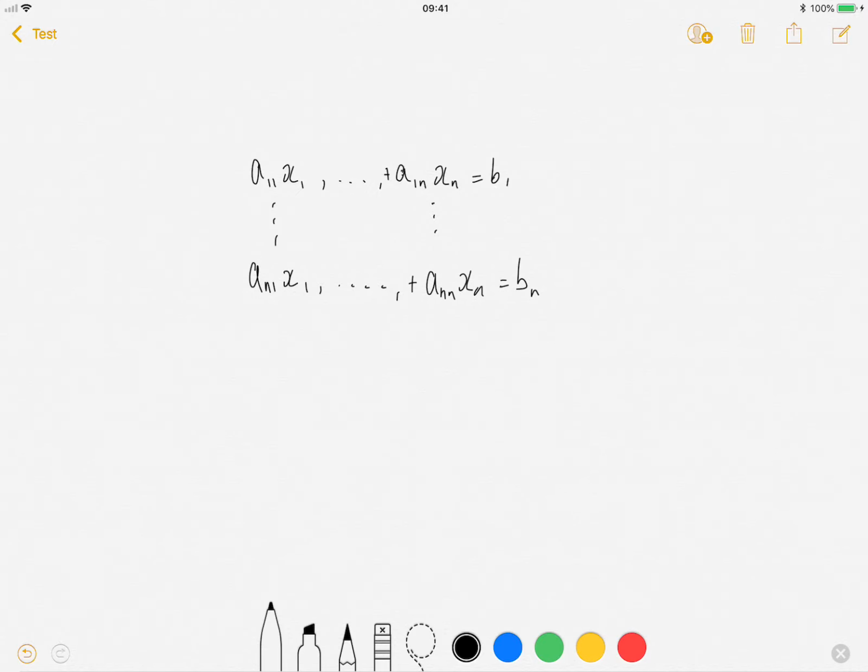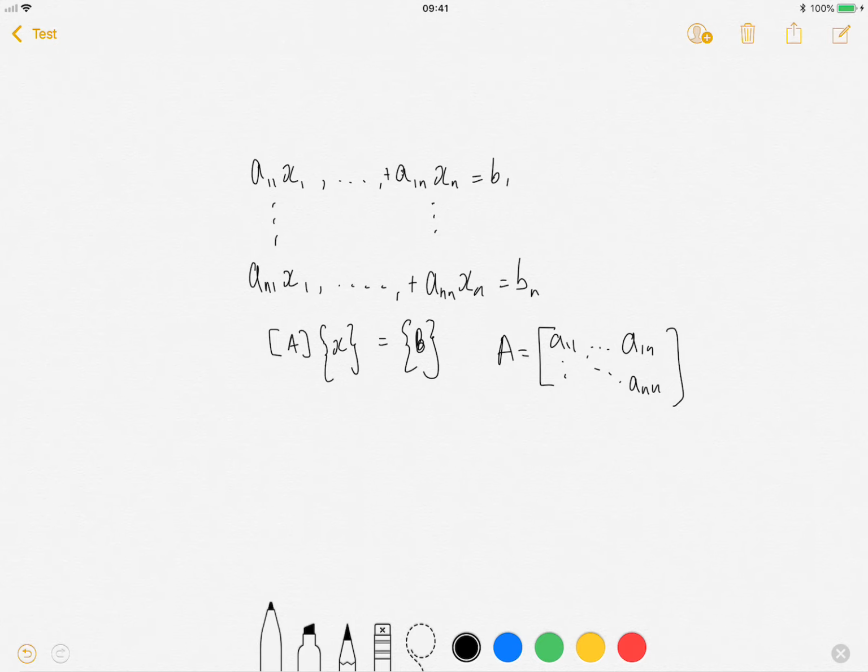So in matrix form, we can rewrite this as the matrix A multiplied by some column vector x equaling another vector b. Okay, where each element in A, so A is made up of A11 all the way to A1n and so on and so forth down to Ann. This is a square matrix because the number of rows equals the number of columns.